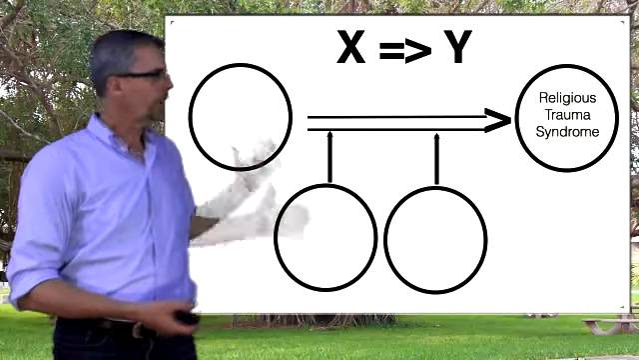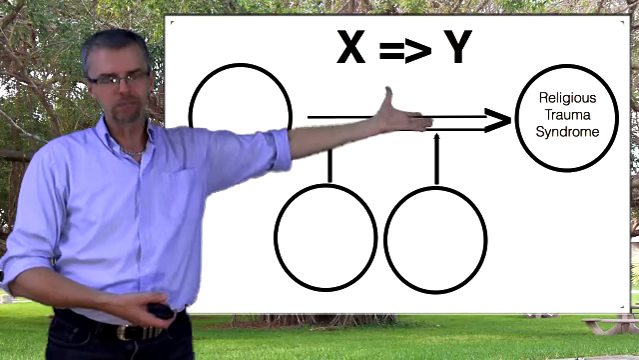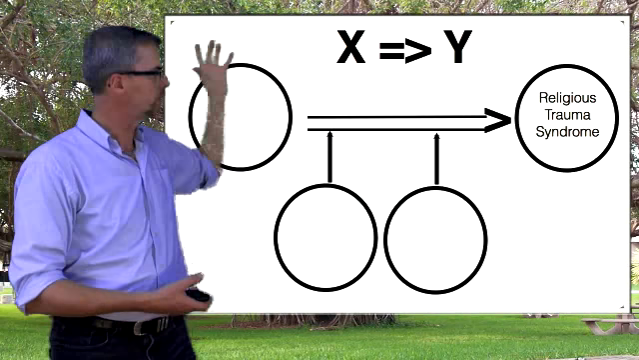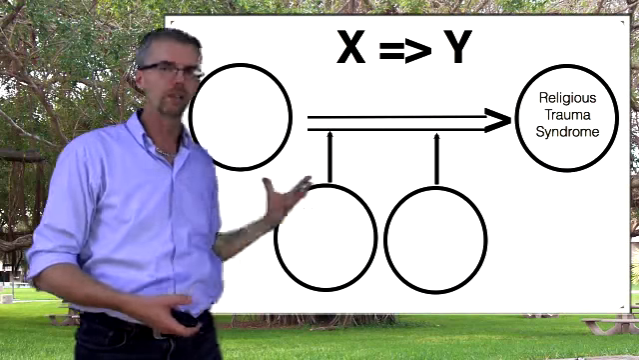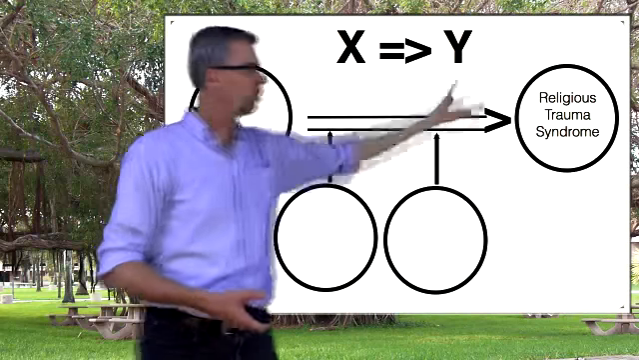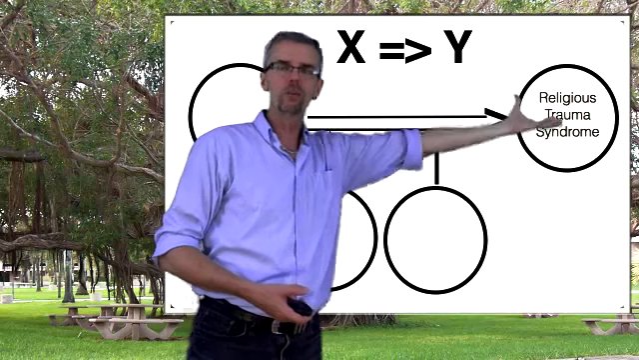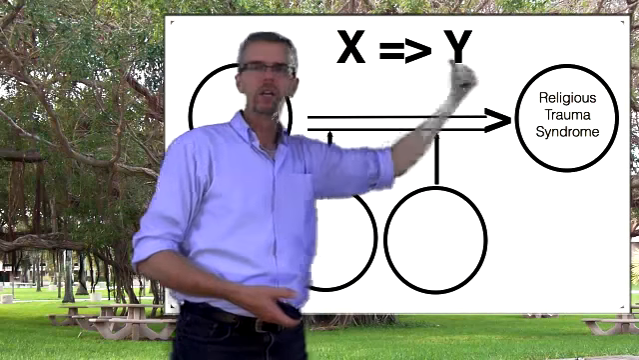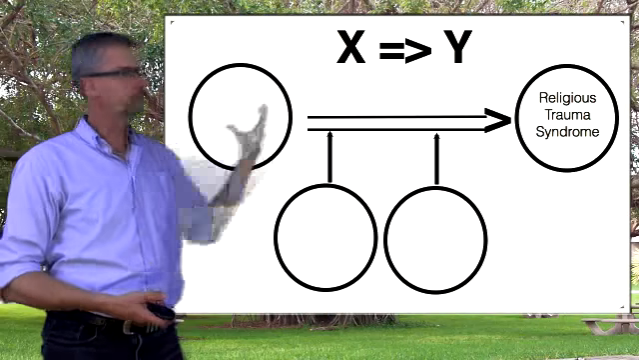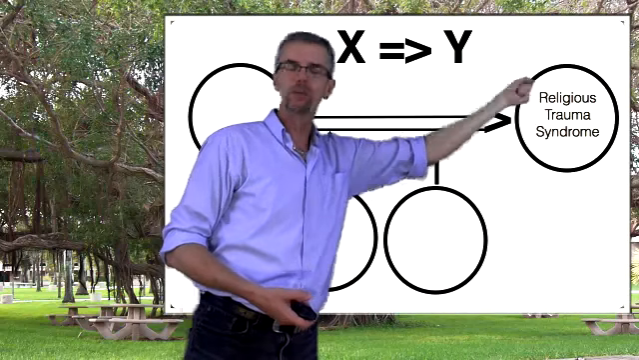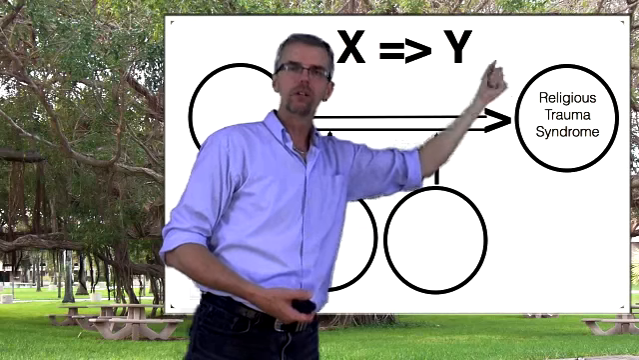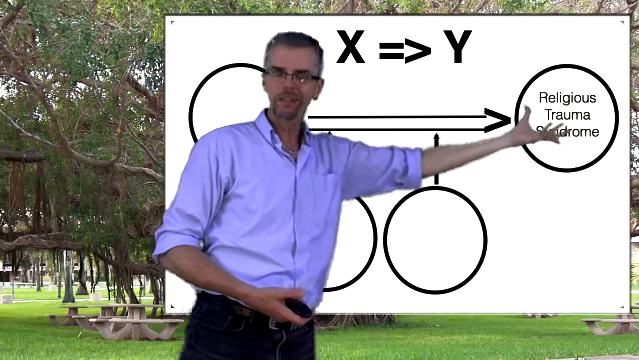So I've given you a sample here of the traditional independent variable, dependent variable, intervening variable model here. And religious trauma syndrome is argued to be the dependent variable. So what I need you to think of in terms of every researcher is, if religious trauma syndrome exists, that would be a hypothesis, and the null hypothesis would be that it doesn't.